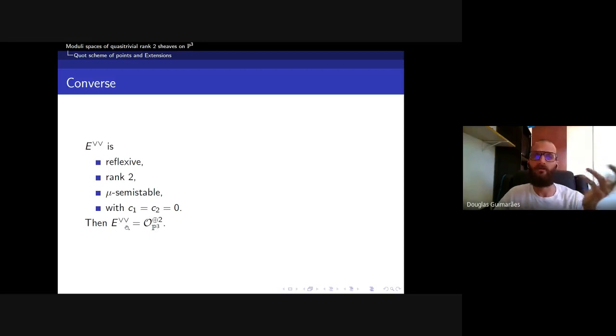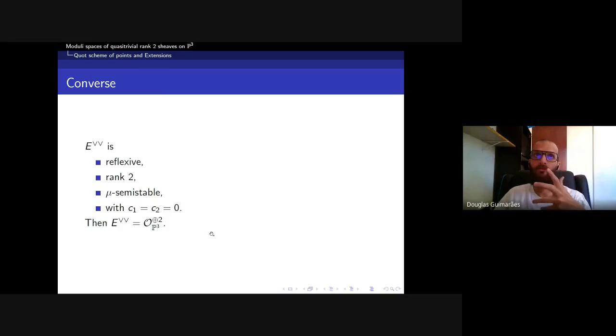Then everything is right, like we wanted. E is the kernel of some point in the Quot-scheme. So we have this two-way road in some sense: the kernel of a point in the Quot-scheme is mu-semistable, and mu-semistable with these right Chern classes is the kernel of some point.